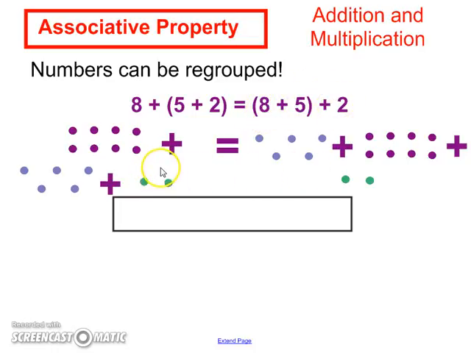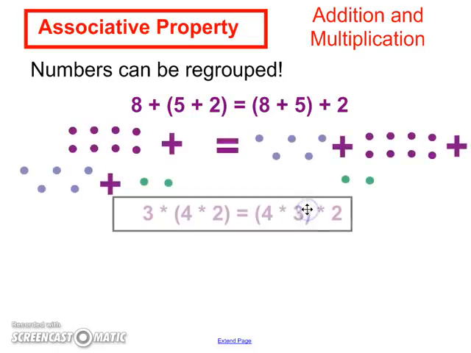And you'll notice here, 8 plus 5, so I'm adding these two sets of dots together first. No, sorry, I'm not. I got that backwards. 5 plus 2, it's in parentheses, that goes first. Putting those two sets of dots together, that's 7 plus this 8 is 15. Over here, I'm doing 8 plus 5, so these two sets of dots, and then plus the 2. Either way, total of 15.